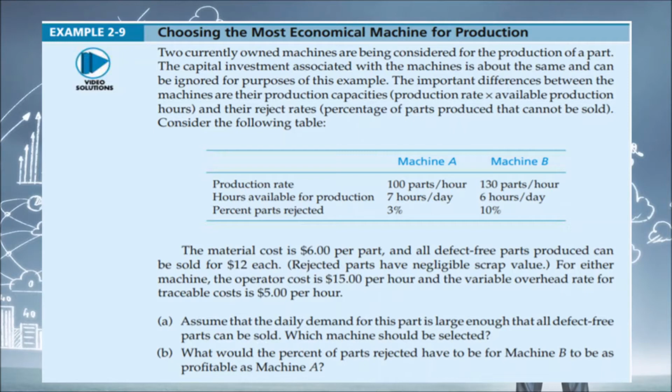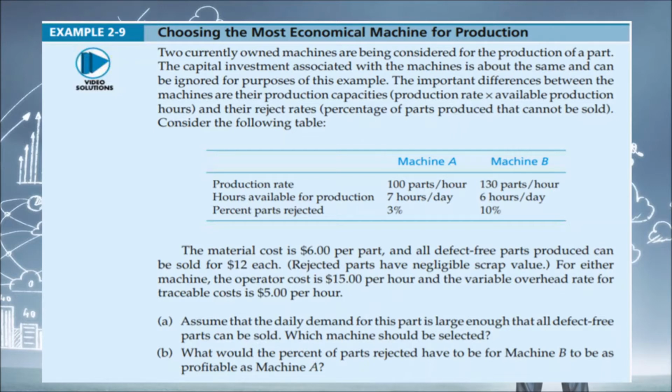Consider the following table. So for production rate, we have machine A, 100 parts per hour. For machine B, 130 parts per hour. Hours available for production, machine A 7 hours per day, machine B 6 hours per day. Percent parts rejected, machine A 3%, machine B 10%.